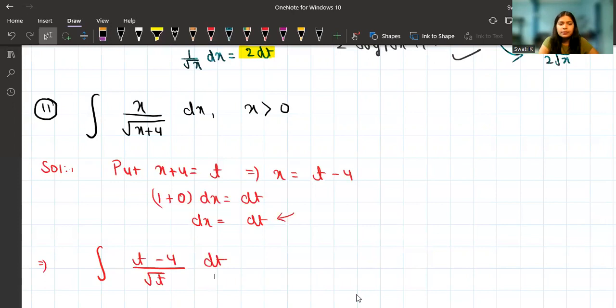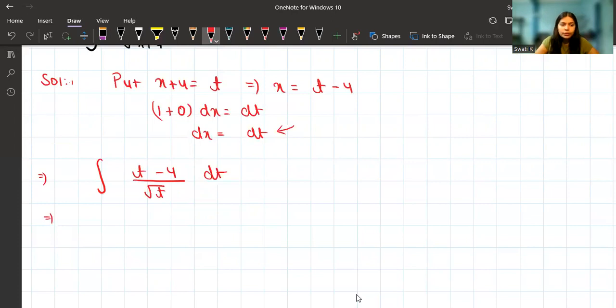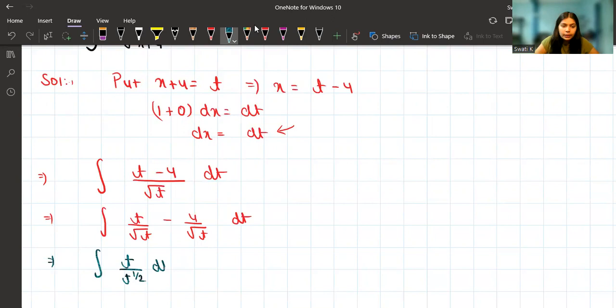Now this is very simple. You simply have to separate the LCM here. So I'm going to write this as t upon root t minus 4 upon root t dt. There is a property of integration that you can distribute, right? So you can rewrite this as t upon root t, which is the same as t raised to half, dt, minus, here 4 is constant, so you can write it outside, and then 1 upon root t. Root t is t raised to half, again you can write it like this, and this is dt.